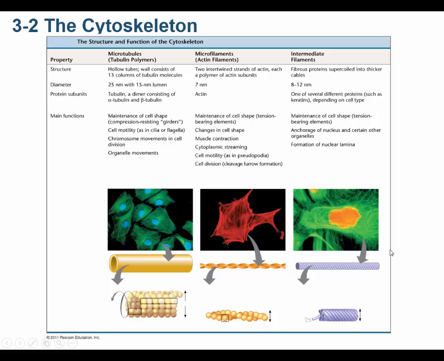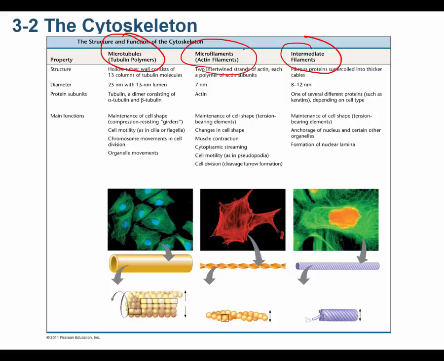Alright folks, we're going to begin the details on some of these organelles. The cytoskeleton has three cytoskeletal elements. In other words, three different types of proteins that make it up. And those three proteins, from big to small, are microtubules, intermediate filaments, and microfilaments.